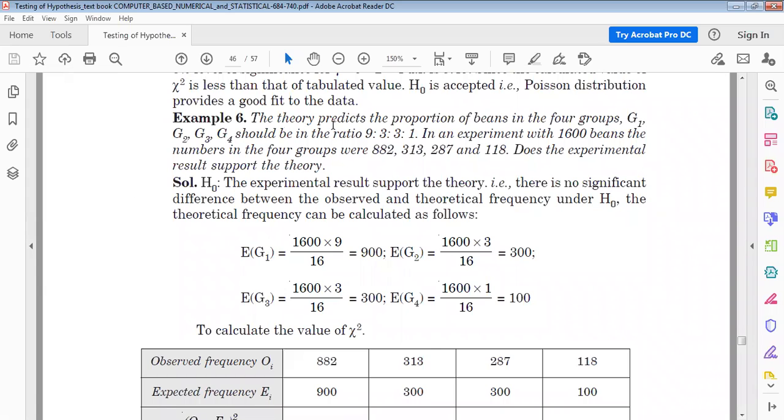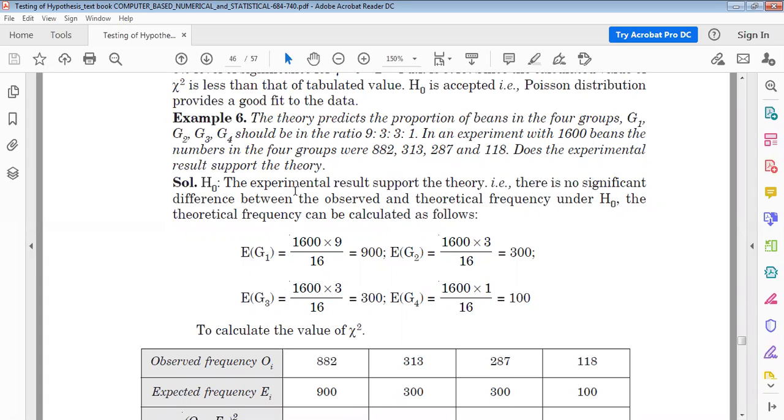Next, another example. The theory predicts the proportion of beans, the crops in the 4 groups Z1, Z2, Z3, Z4, should be in the ratio 9, 3, 3, 1. In an experiment with 1600 beans, the numbers in the 4 groups are this. Do the experimental results support the theory?